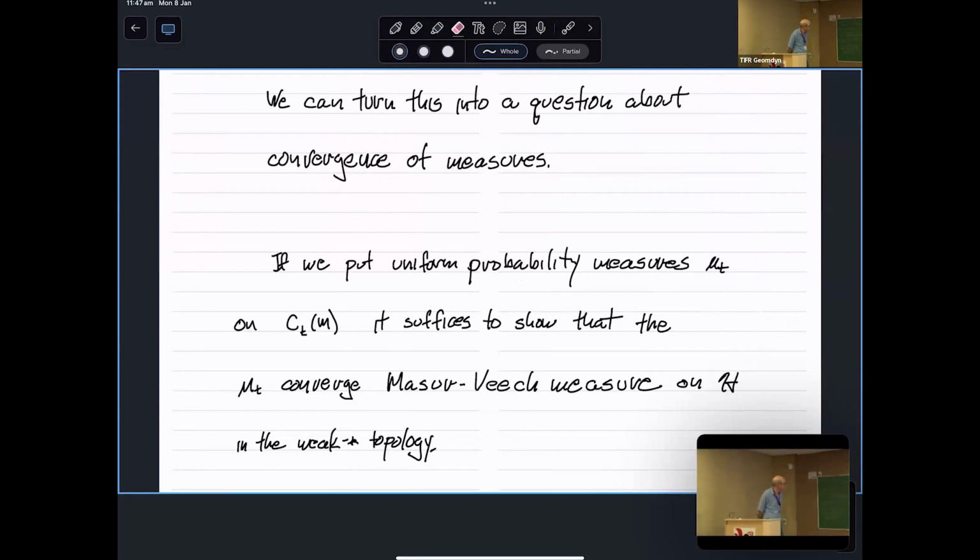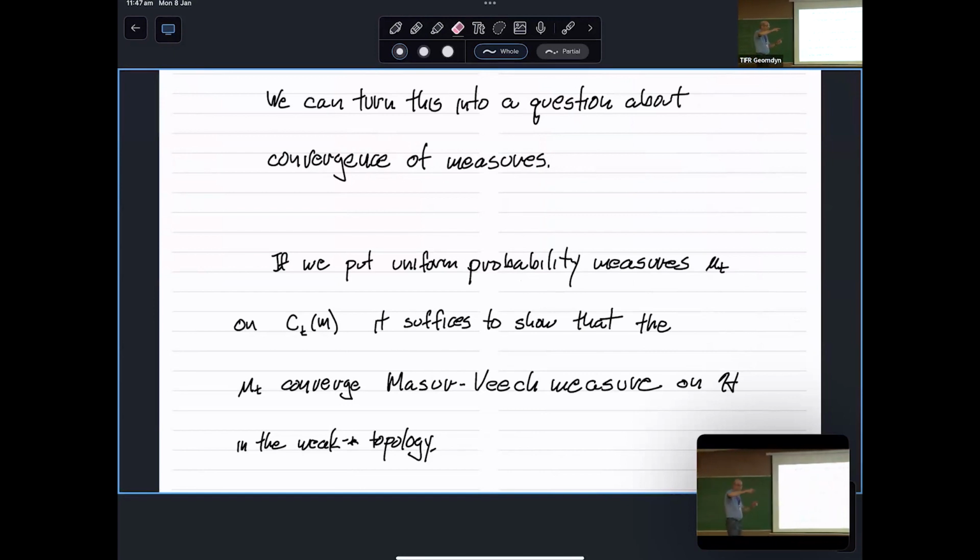But we can make some sort of reductions in this question. If we want the circle to equidistribute, we can turn that into a question about convergence of measures. If we take our circle and put a uniform probability measure on it, so that the total mass of this measure is 1, let's call that measure mu sub t, this uniform measure on this circle. Then to show equidistribution of the large circles, it suffices to show these measures mu sub t are converging to the Masur-Veech measure on the stratum.